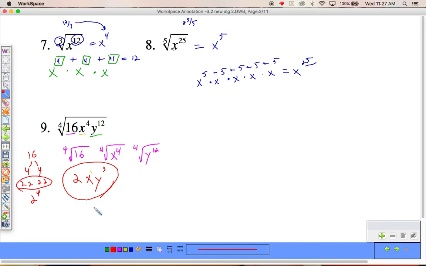All right, so when you have ones that work cleanly, and that's what this lesson is, you divide your exponent by your root. In the next lesson, however, they're not going to divide in evenly, and we're going to have to do something to force them to work that way.